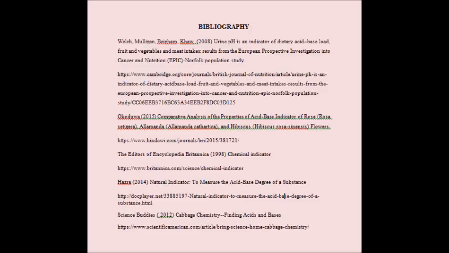These are the sources that the researcher used for this study. The researcher would like to express their sincere appreciation to Welch, Mulligan, Bahab, Cow, and the Kodua, and the editors of Encyclopedia Britannica, to Hazra, and lastly, to science bodies.